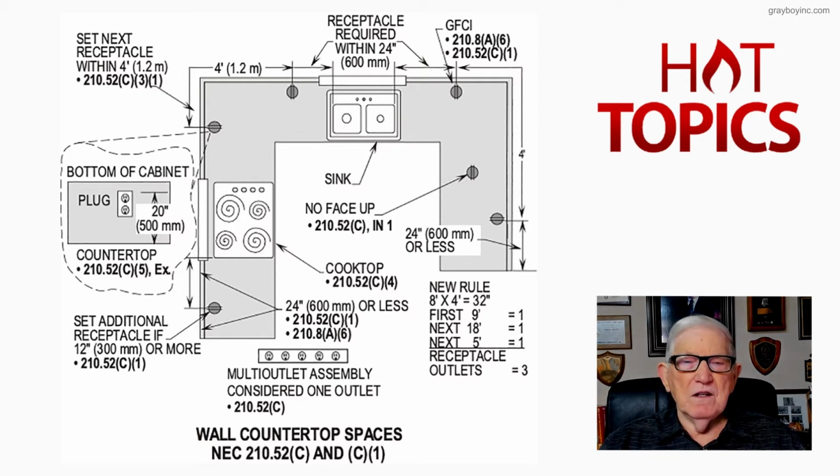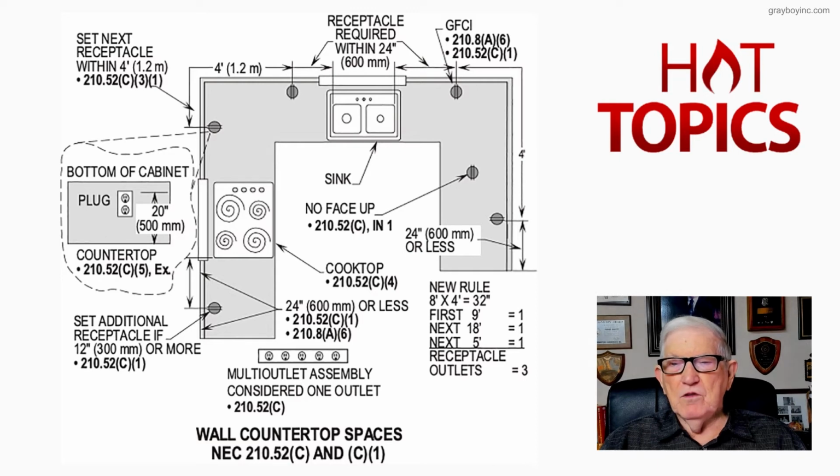And then notice, set an additional receptacle if 12 inches or more per 210.52C1, then you'd be within that 2 foot in any direction if you wanted to plug in a toaster, a mixer, a blender, or something like that. So we'll get into these multi-outlet assemblies, but notice one thing they wanted to point out here, that a multi-outlet assembly is considered one outlet. So you'd say, well, my goodness, I have 1, 2, 3, 4, 5 there. Well, that's just one outlet. That's how you would have to consider that.